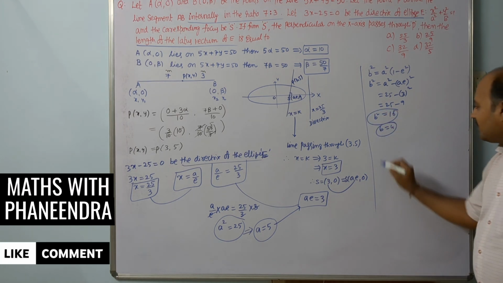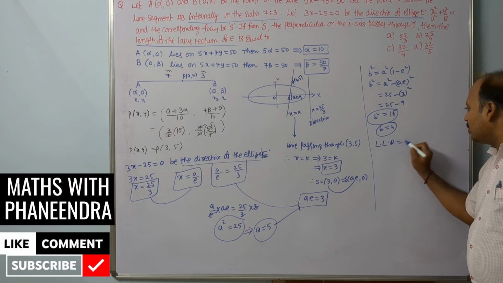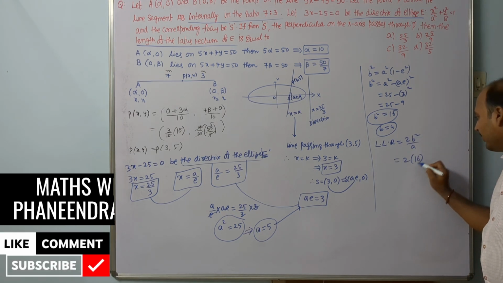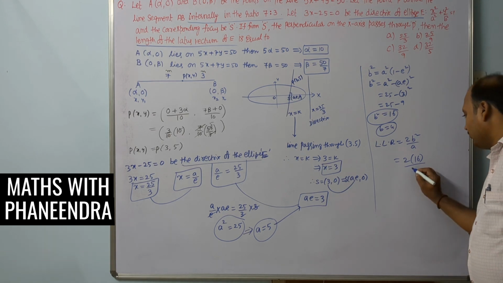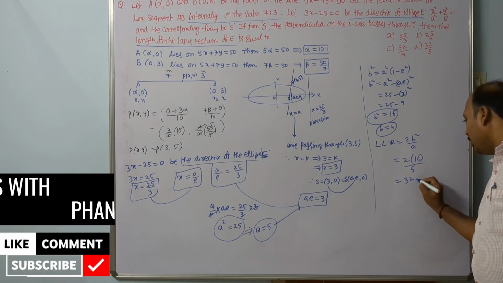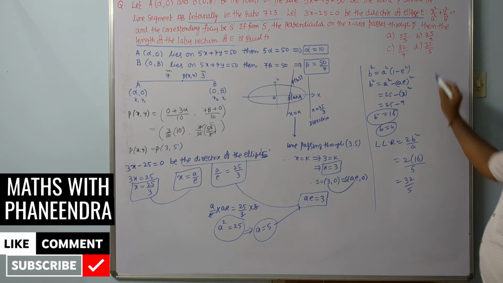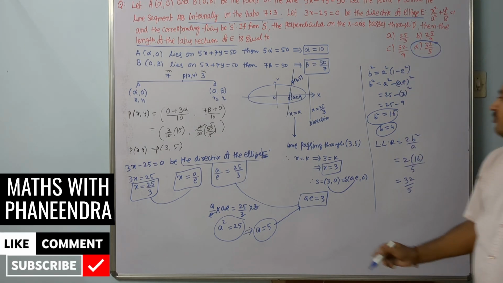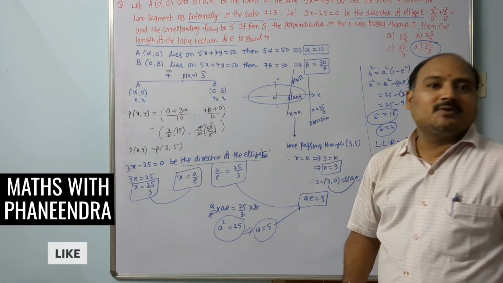So B square 16 means B is what? 4. So length of latus rectum LLR equal to 2B square by A. That is equal to 2 into 16 divided by A value how much? 5. So that is equal to 32 by 5, dear students. It is there in the fourth option. We will move on to another question.